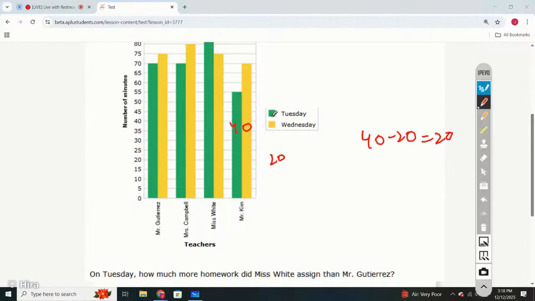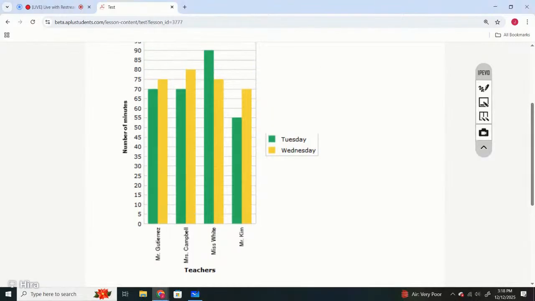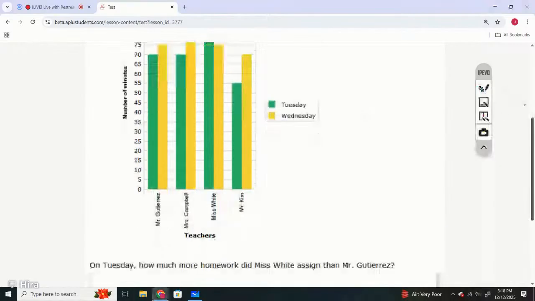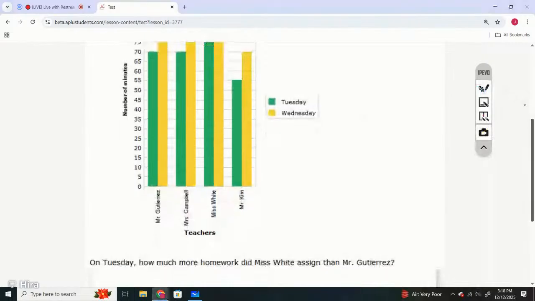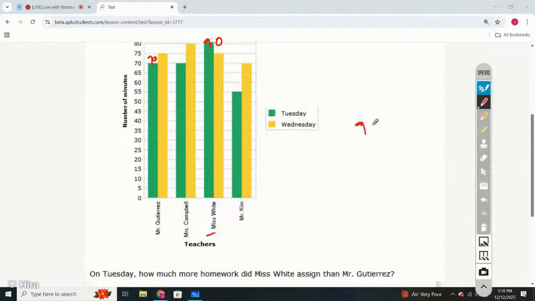So, the green color represents Tuesday. Here is Miss Guttries and here is Miss White. So, Miss Guttries assigned 70 minutes and Miss White assigned 90 minutes, right? The question is how much more homework did Miss White assign than Miss Guttries? So you have to do 90 minus 60, right? That means she assigned 30 more minutes than Miss Guttries. The correct option is 30.